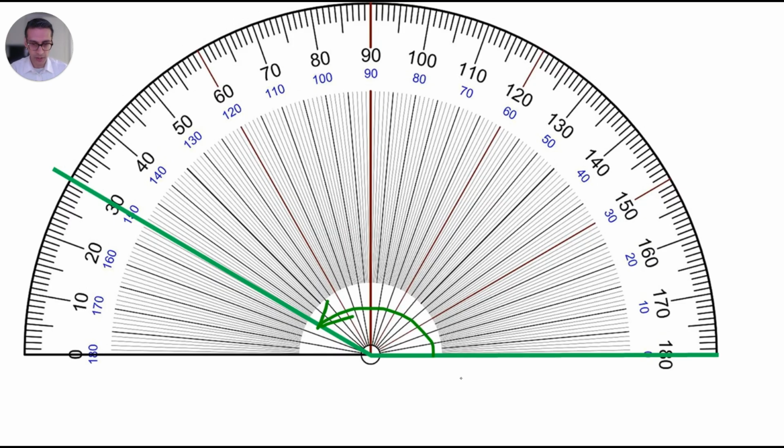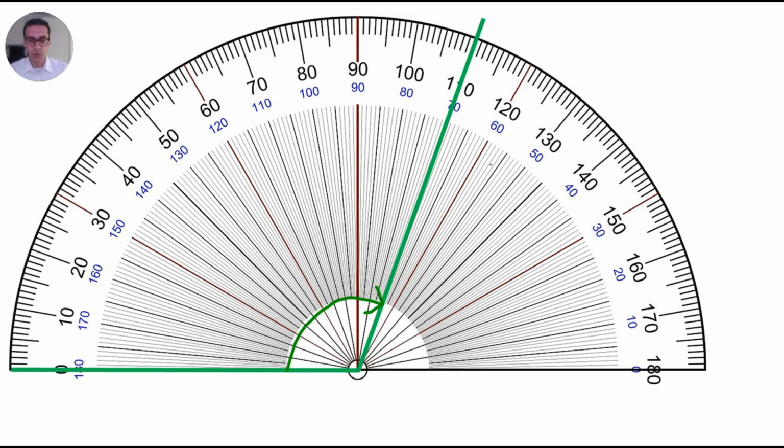Okay, so you should have had a go. In this case, remember, we're going in this direction. We're going anti-clockwise, and we start at 0, so using the inside scale. So I can see it goes all the way around and then it stops here. So that is 150 degrees. And the next question, pause the video and have a go.